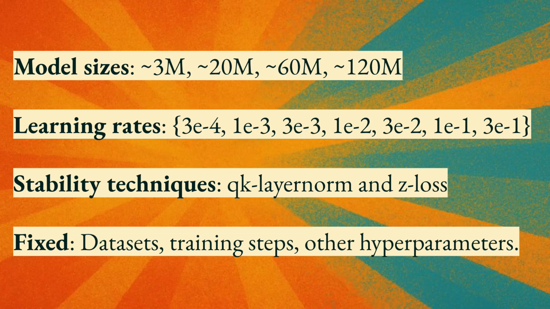I'm going to use the two stability techniques that the small-scale proxies paper uses, which is QK layer norm and Z-loss. And these are direct responses to attention logit growth and output logit divergence, respectively. And what's going to be fixed across all these training runs are the data sets that I train on, the number of training steps, and other hyperparameters like weight decay and warm-up steps, and so on.